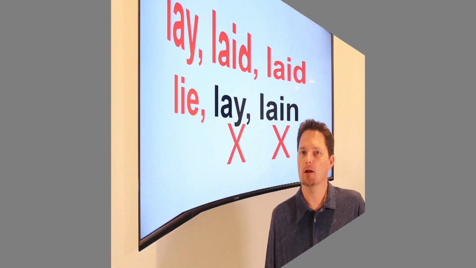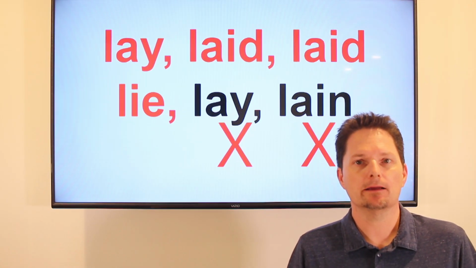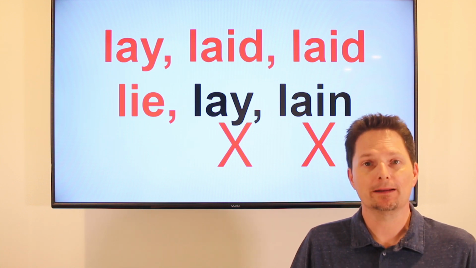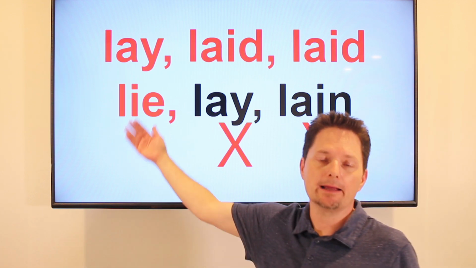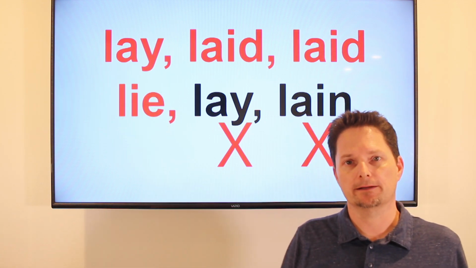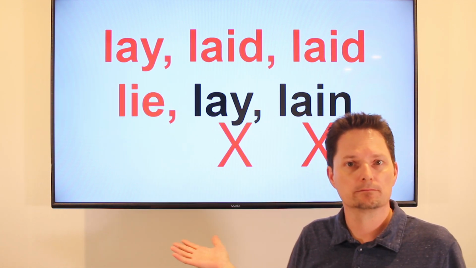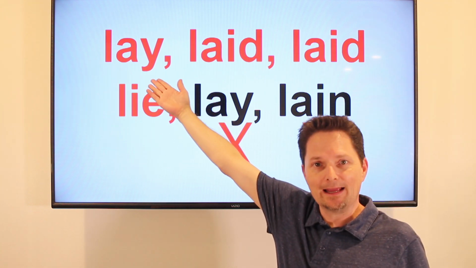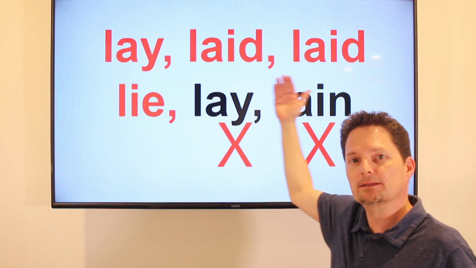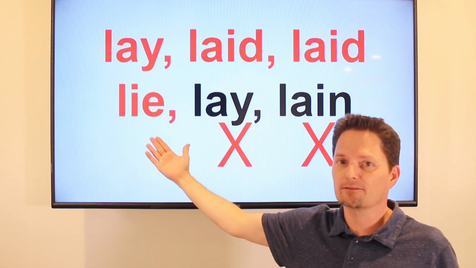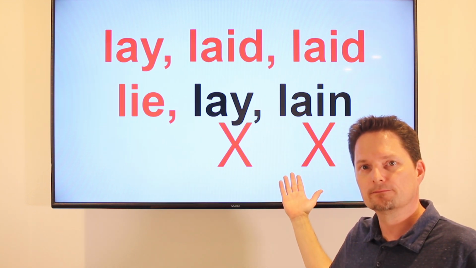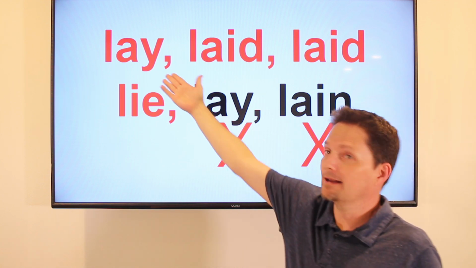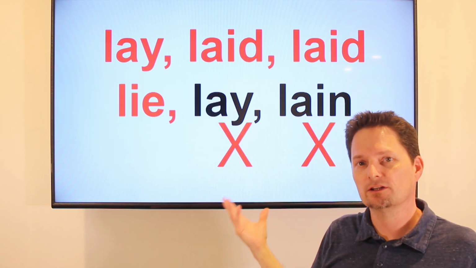Very good. A long time ago, lie and lay were used differently, but now in modern spoken English, they're used the same. Lie and lay are used for the same thing. So we have a problem. The past of lay is laid, and the participle is laid. The past of lie is lay, and the participle is lain. We see lay and lay are the same, so it caused confusion.